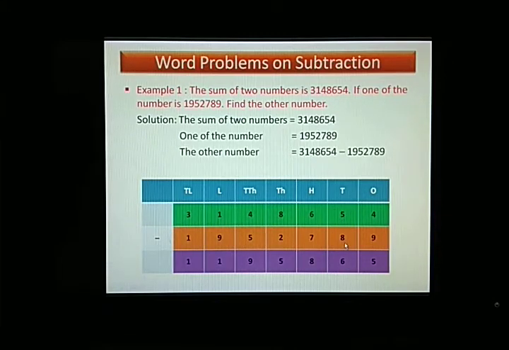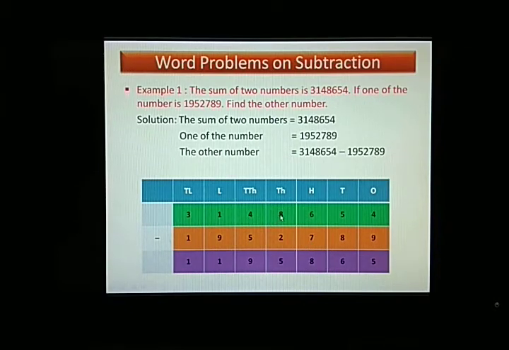Similarly, here also 4 minus 8 we can't do. From here we will carry another. So it will become 14 minus 8, it will be 6. Here now it will be 1 less, it will be 5. Again we will carry 1 here, since 5 minus 7 we can't do. So 15 minus 7, it will be 8.